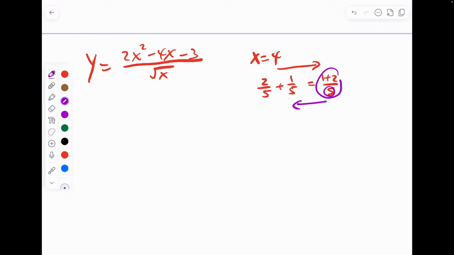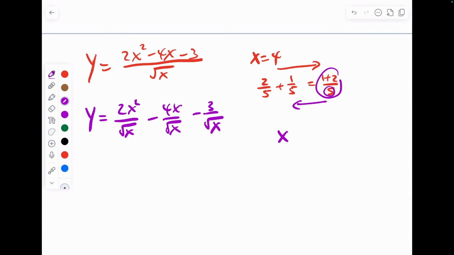But in terms of higher level math, it helps you take a derivative because now I can change the format where I can use power rule. But you need to know a little bit of exponent rule as well. So it'd be 2x squared square root x minus 4x over square root x minus 3 over square root x. And that's how you break down to this individual part.